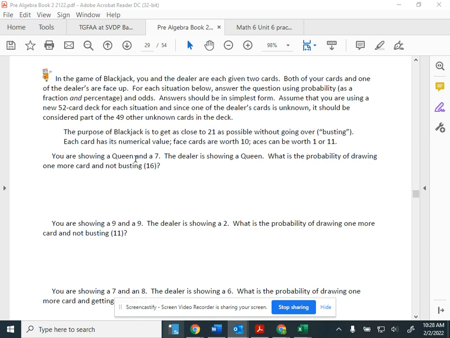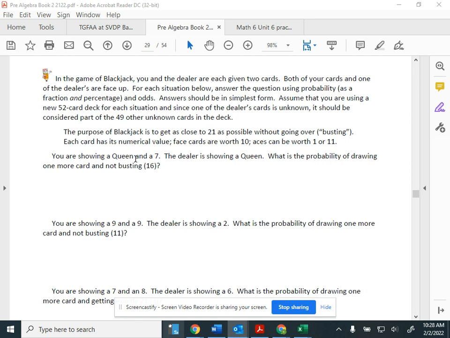How many aces are in a deck? 4. We could get a 2, because an ace would put us at 18. A 2 would put us at 19. There's 4 2s. A 3 would put us at 20. There's 4 3s in the deck still. Or a 4 would put us at 21. There are 4 4s in the deck.